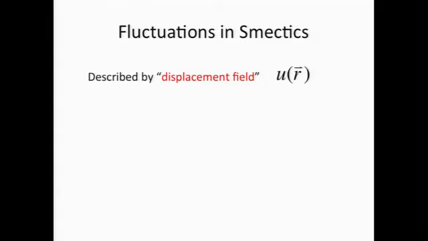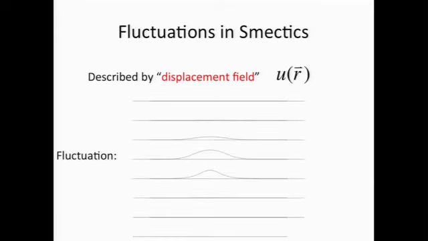Here's a smectic that's going the wrong way. There's a perfect smectic. There's a smectic that's fluctuated. The layers have moved, and now they're no longer flat, no longer parallel, and they may no longer be uniformly spaced. The way to characterize that is at every point R, you ask how much the layer moved from where it was in the perfect state. That quantity is a number. It's got units of meters. It's called U of R.